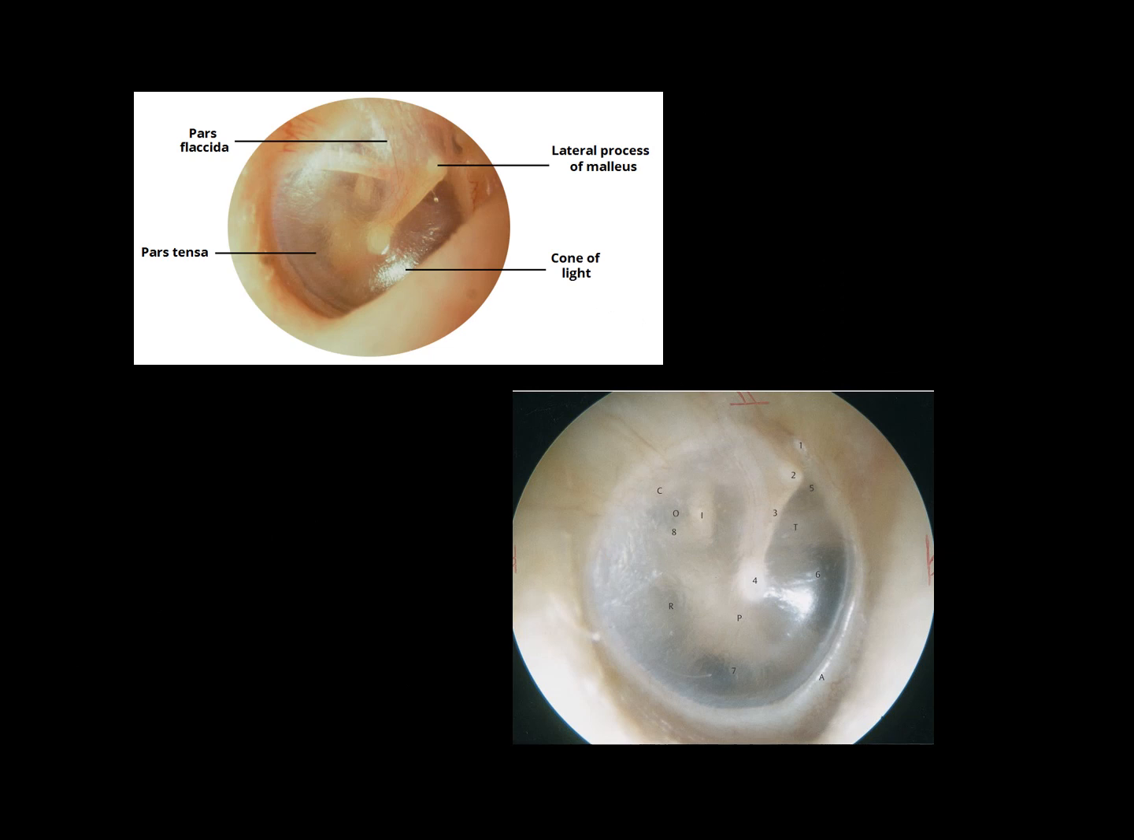This is an otoscopic examination of a normal eardrum or tympanic membrane. As we can see, there is pars flaccida, pars tensa, the lateral process of malleus, and the cone of light. If the cone of light is located in the right side, this is the right ear. If the cone of light is located in the left side, then that is the left ear.